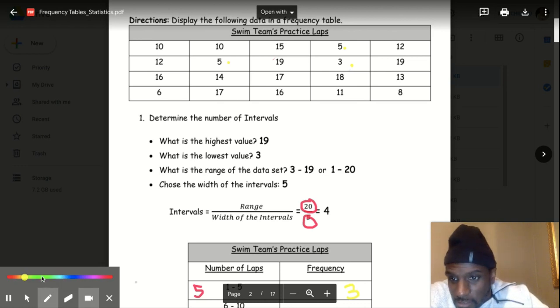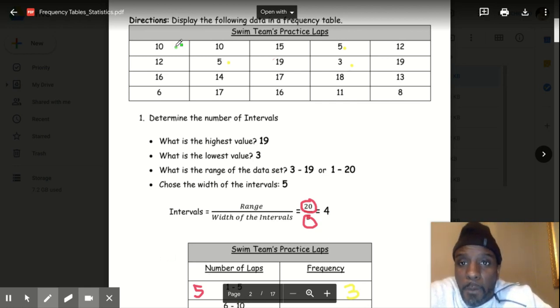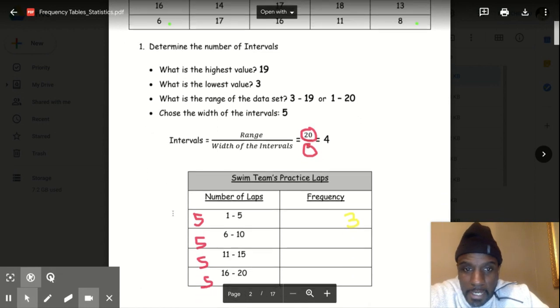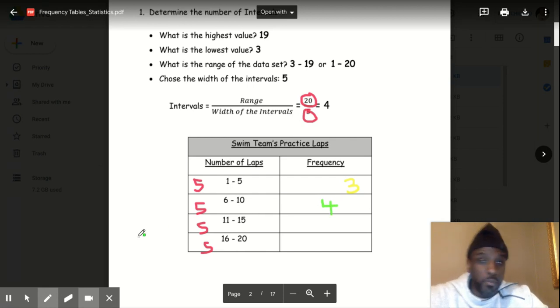Now, let's go in green and see how many people did 6 to 10 laps. Let's see. 1, 2, 6 to 10, 6 to 10, 6 to 10. Bam, and bam. So I get 1, 2, 3, 4. So I'm going to put a 4 right there. I have 4 people that swam 6 to 10 laps.